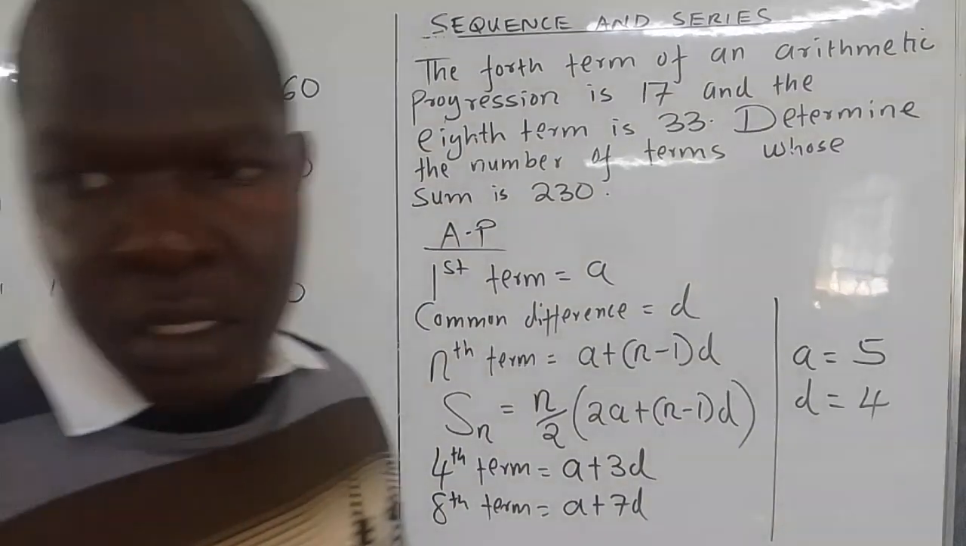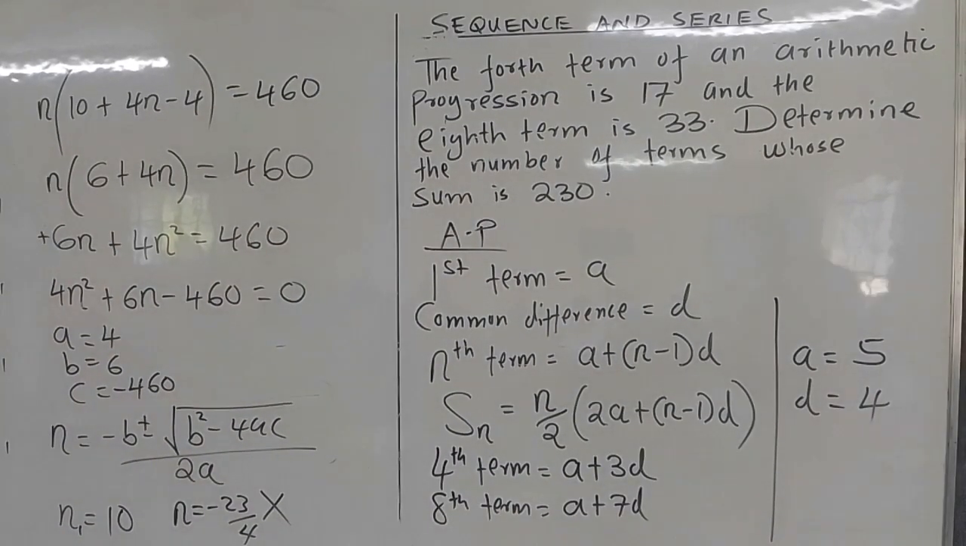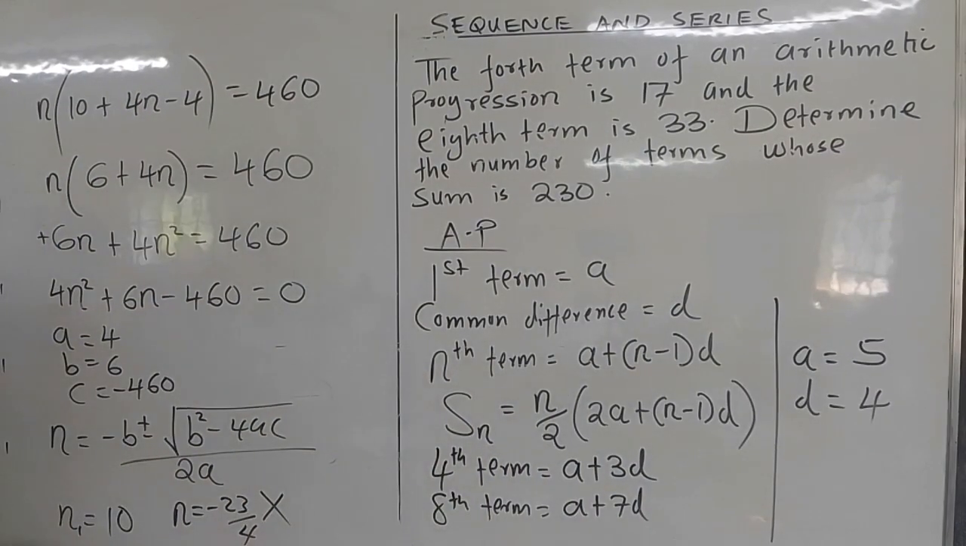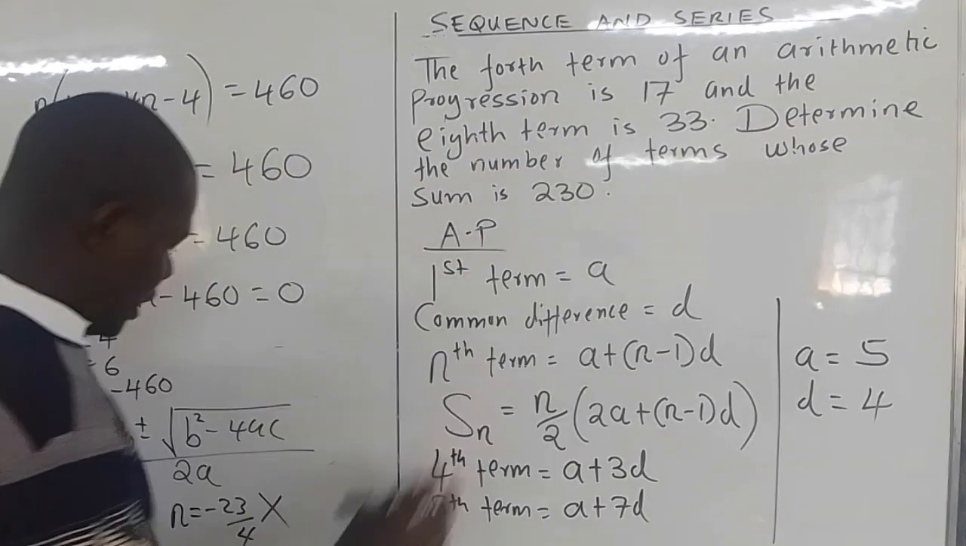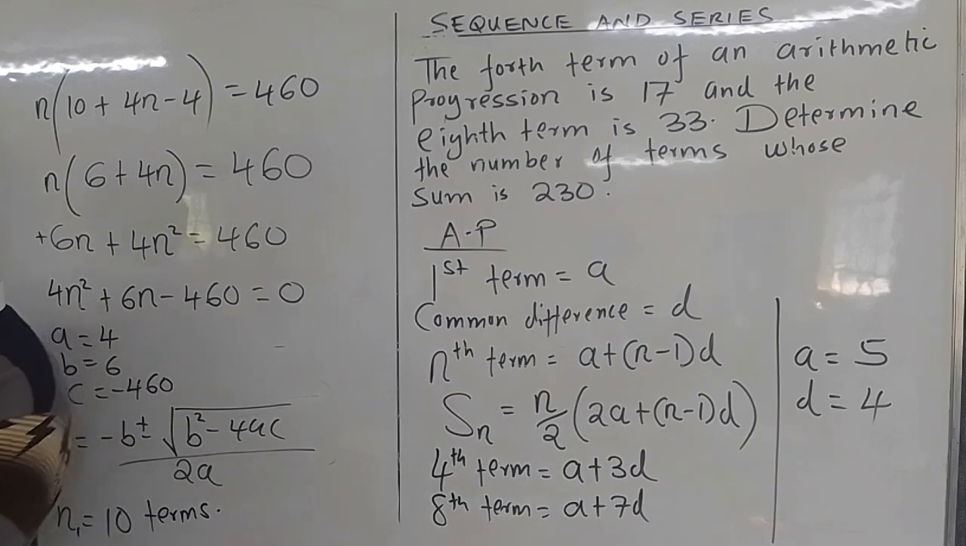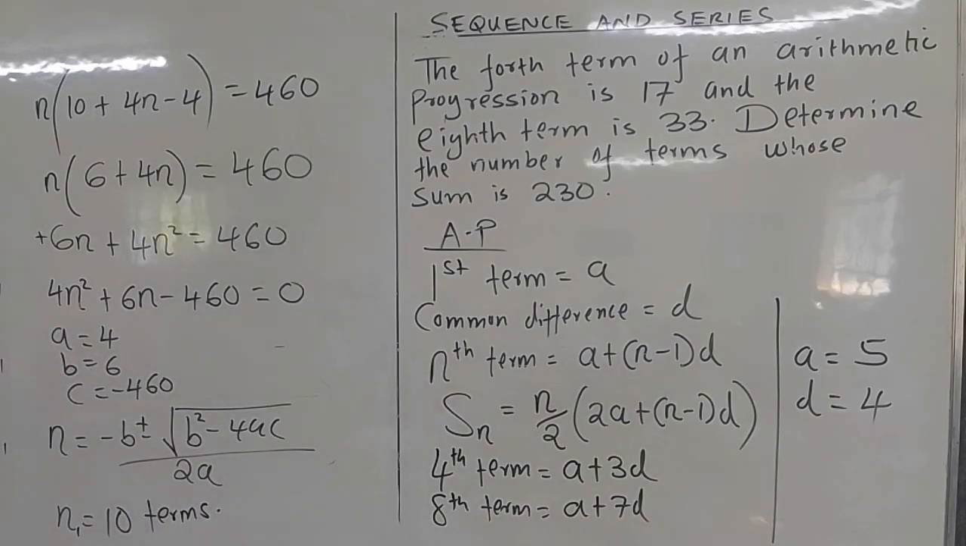Are we together? So the number of terms which is giving you a sum of 230 is how many terms? 10 terms giving you 230. You use the part of the solution which gives you what is required, isn't it? When n is negative or a fraction, that means it is undefined in that given problem.